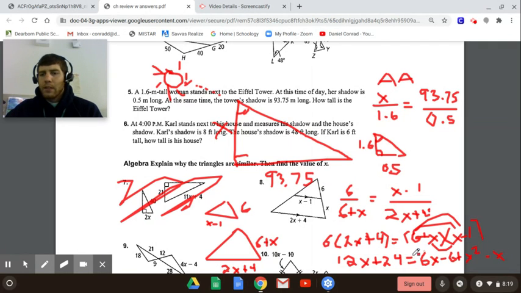Then you're going to have to combine like terms. You're going to have to get everything on one side. You're going to have a quadratic. And then you're going to either have to factor or use the quadratic formula to solve. But the most important thing here is that you set up the right proportions. If you struggle with the algebra, that's okay. The important thing here is that you set up the correct proportions.